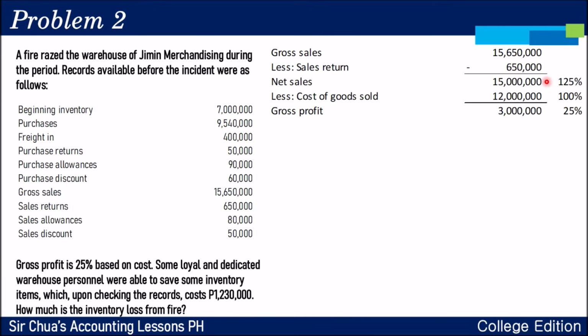Paano po natin kukunin si cost of goods sold? Yung technique lang natin kanina, 15 million divided by 1.25. Again, that's 15 million divided by 1.25. Your cost of goods sold is 12 million. Yan po yung gagamitin natin sa analysis mamaya. Ba't mamaya pa? Ito na ngayon na.